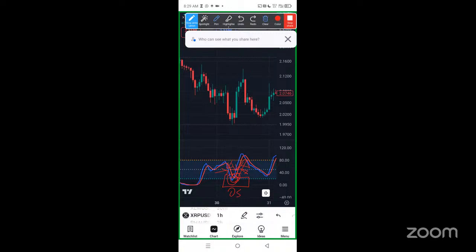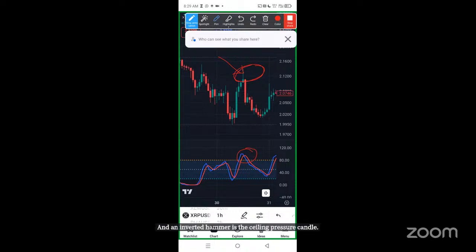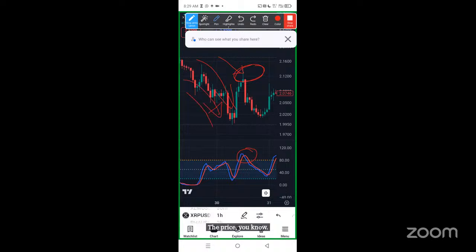Okay, so what happened then? Look, this is where the crossover happened, and thereafter, this happened. When the moving averages entered the overbought region, this is the peak of what happened there, and it was indicated by that inverted hammer. An inverted hammer is a selling pressure candle. It is a candle that shows you that sellers are building pressure in the market, and anytime the market is going to go on a downtrend.